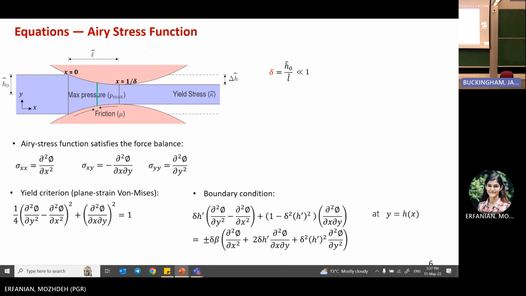In the process of solving the equations, we decided to change the variable and use a potential function. We use the Airy stress potential function. The advantage is that we can now define all the components of stress based on only phi, and these definitions also satisfy the force balance. So not only are we left with fewer parameters, but also fewer equations. Now we have the yield criterion subject to these boundary conditions, and the purpose is finding the solution for phi.